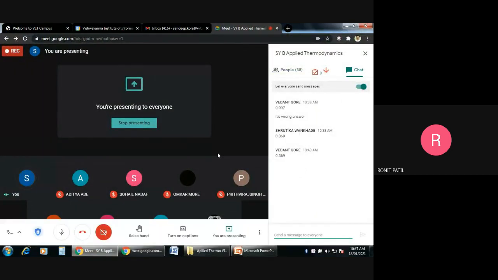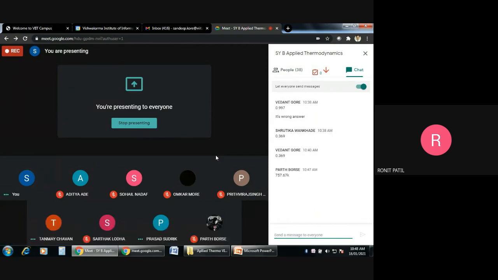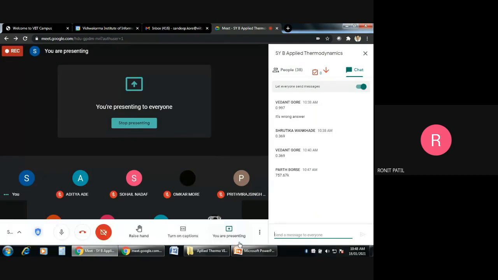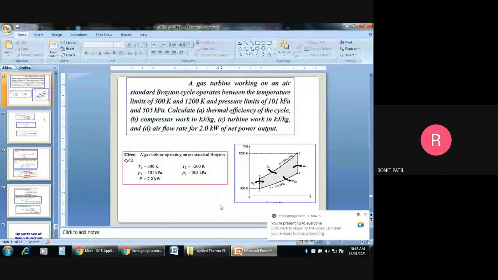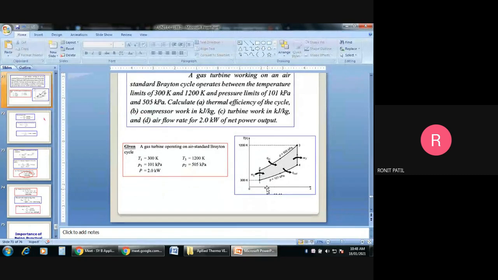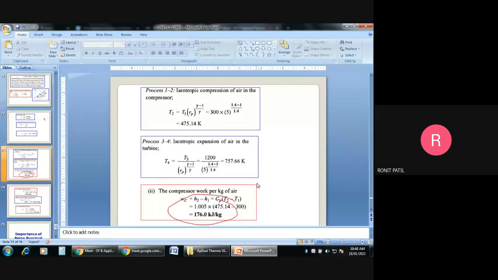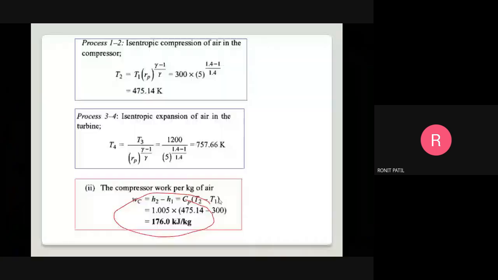Yes, what is the value of T4? Anybody of you find out the value of T4? 757.66. 757. Okay, so check your answer. So T4 is 757. Okay, it is 757. So 757 is T4.